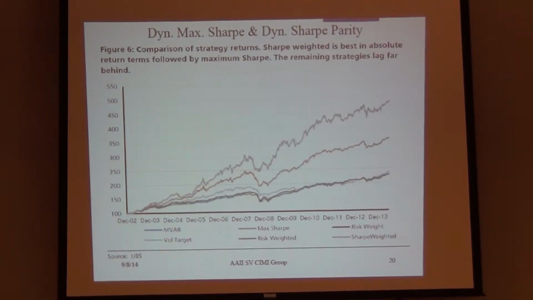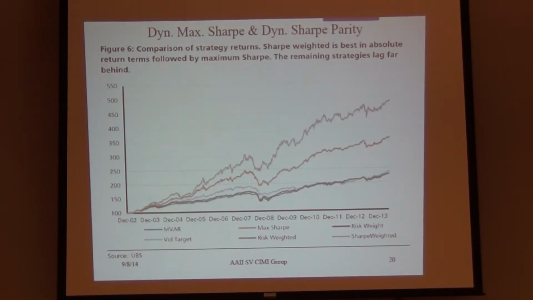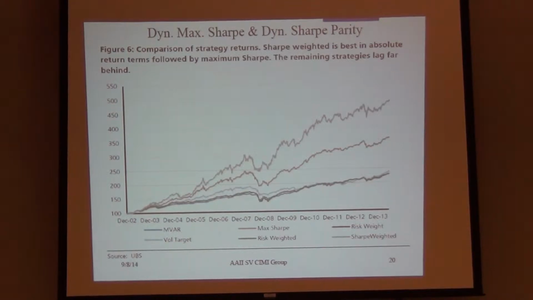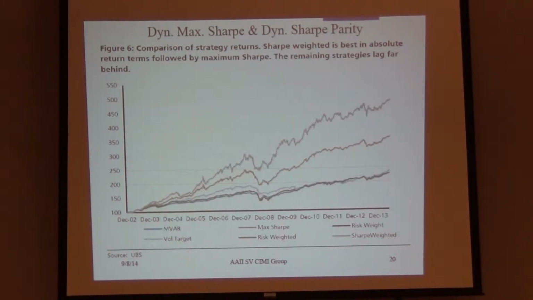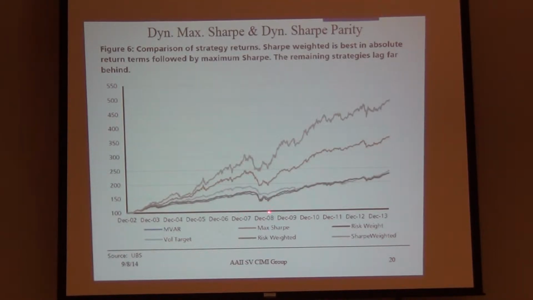So that's pretty nice. Now, here's a paper that came out this year. In fact, it was a couple months ago. I think it was July. Here's all this stuff, you know, MinVar, etc., all the same portfolios. Right here, that's maximum Sharpe.